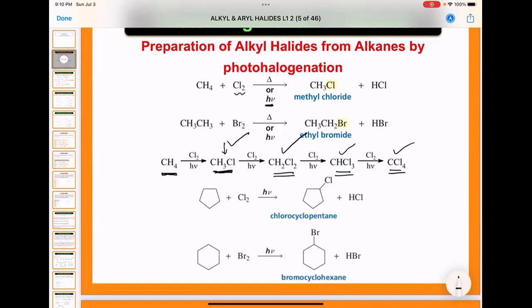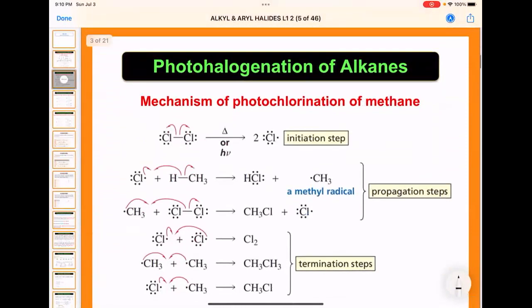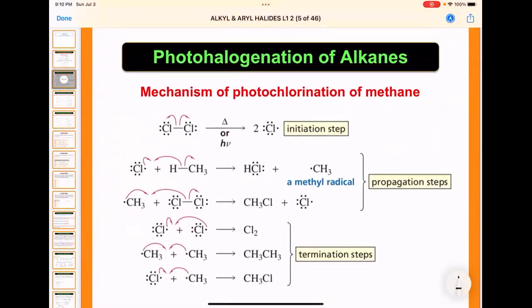So if you want the maximum yield of monochloro derivative, you need to take alkane in excess, and in this case the alkane is methane. If you take methane in excess, the chlorine will have a chance of reacting only with methane because everywhere you have taken methane in more amount. So you will get CH3Cl. Suppose you have cyclopentane, it can react with Cl2 and you will get this. With bromine, you can get this. And this is the mechanism.